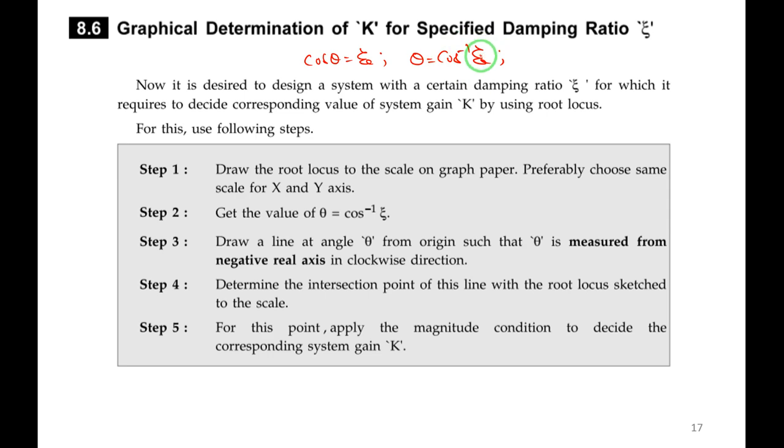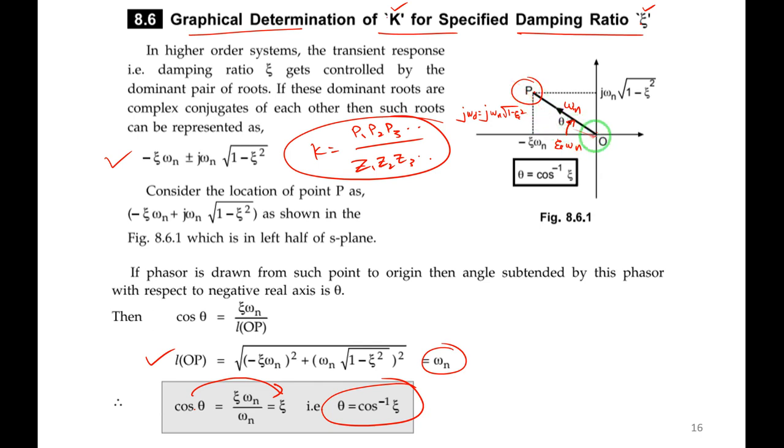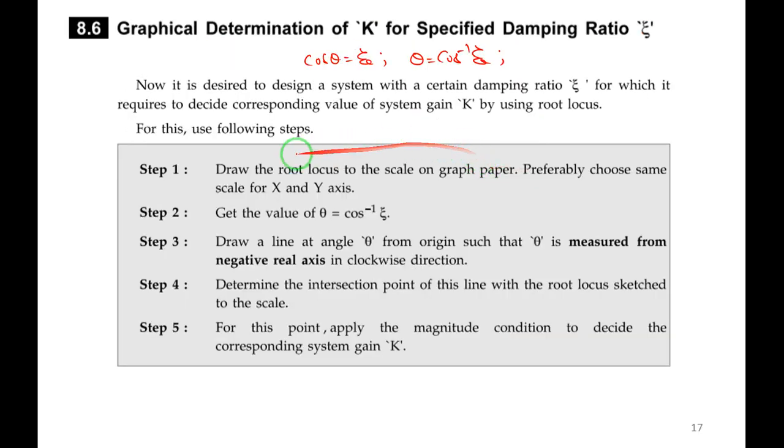This is given for a particular value, zeta equal to 0.5 or something. We can calculate theta and draw this angle with respect to the negative real axis. Don't take the positive real axis. With respect to the negative real axis, you draw the angle theta in clockwise direction. So we'll see the steps how to determine the value of k for a particular value of zeta.